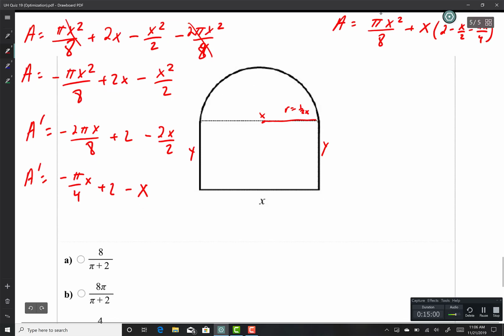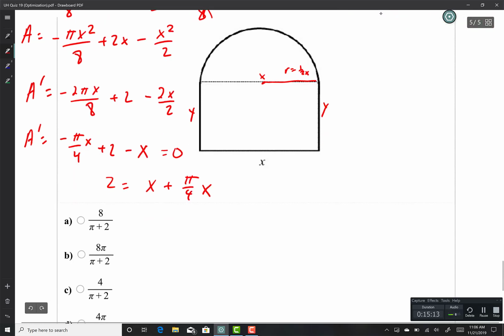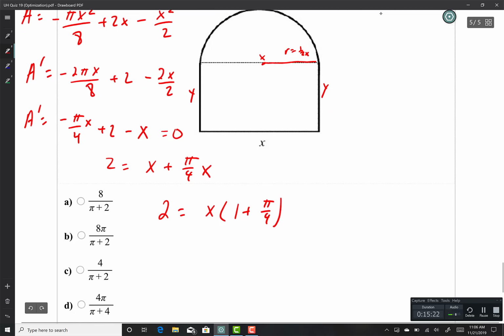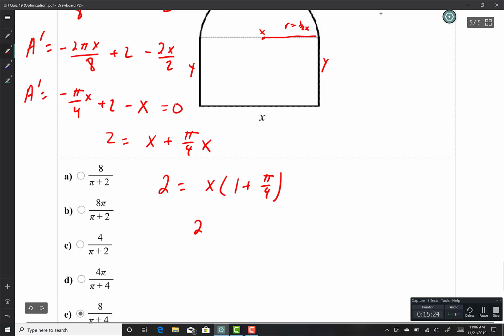And we're trying to solve for x, so I'm going to set this equal to 0. So I'm going to move the x and pi over 4x, guys. So 2 equals x plus pi over 4x. I'm going to factor out an x. So 2 equals, there's my x factored out, and we're at 1 plus pi over 4. And I'm going to divide by 1 plus pi over 4. So 2 over 1 plus pi over 4 equals x.